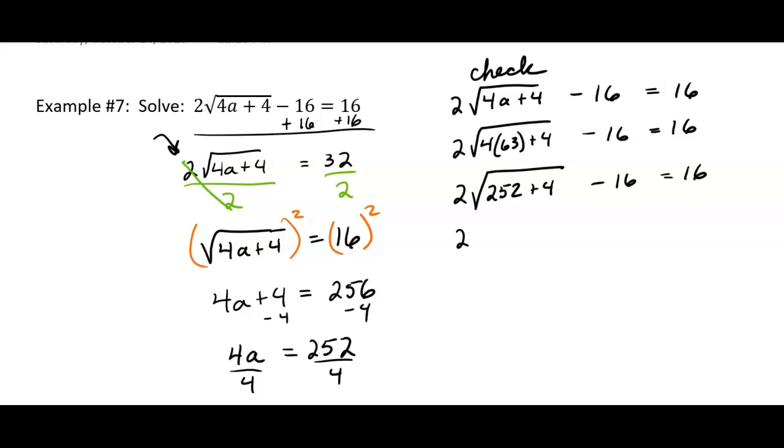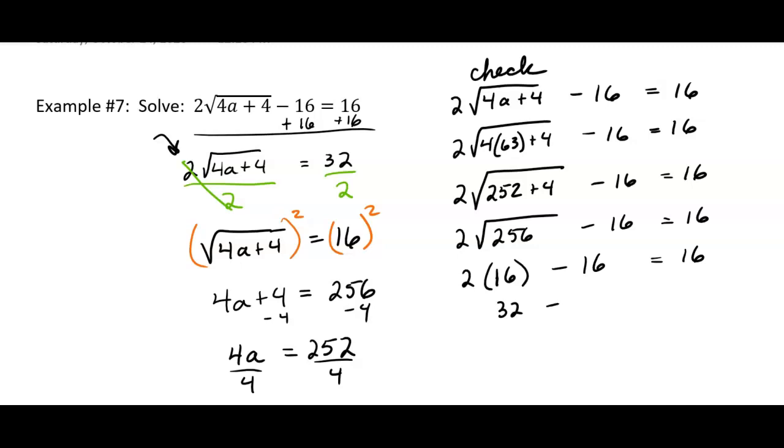So then I have 2 times 256. And what's the square root of 256? Well, we just kind of did that the other way, right? So 2 times 16 minus 16. So 32 minus 16, does that equal 16? Yep. So what's the answer?